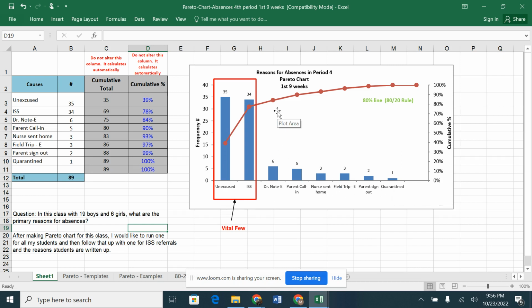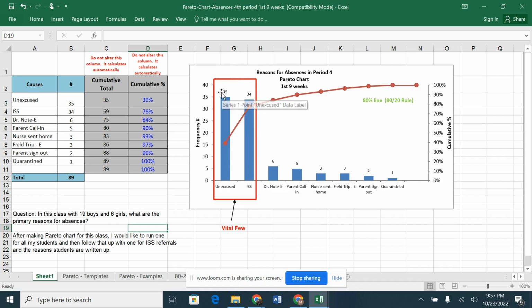And it's a bar chart where the bars are not touching. And I made the chart manually in descending order. My cumulative percentages run on the second y-axis. And this red line here is the cumulative totals so far. And so what we see in the vital few, the 80-20 rule, means that 80% of the absences are caused by 20% of the causes.